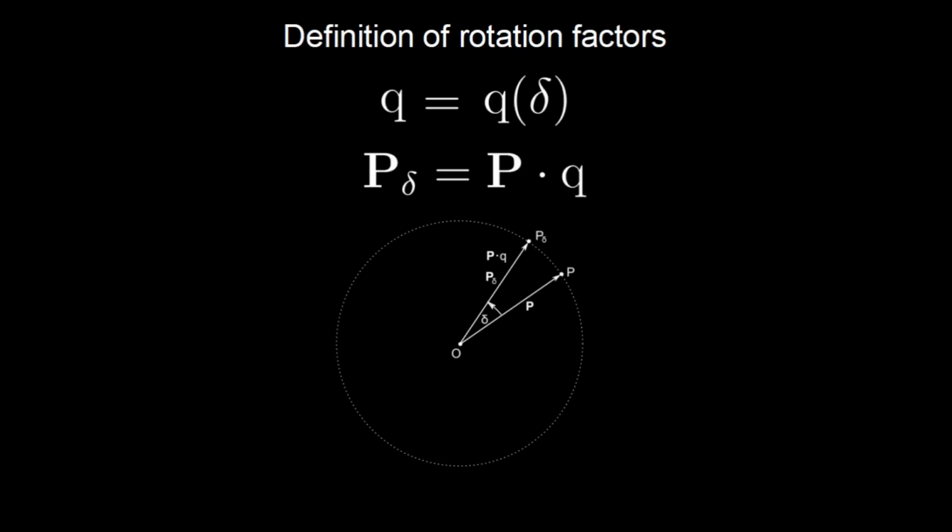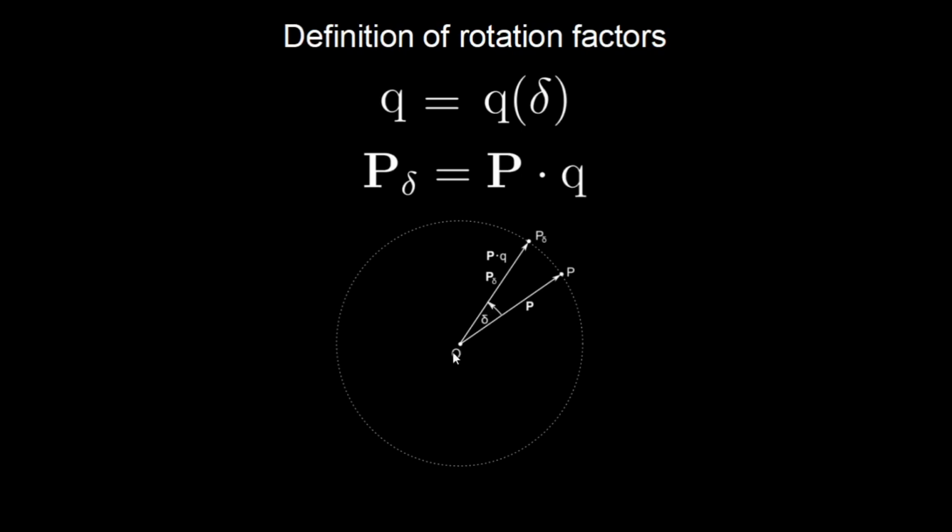A rotation factor Q of angle delta is defined as a factor for multiplying to a position vector and making the vector rotate counterclockwise by angle delta relative to the origin point of the vector with the vector's magnitude unchanged. This figure illustrates the definition. A rotation factor Q is rotation angle specific. In the figure, delta is the rotation angle for rotation factor Q.